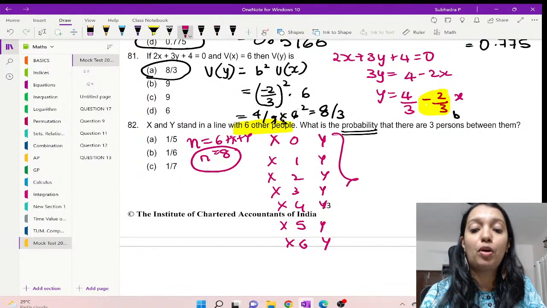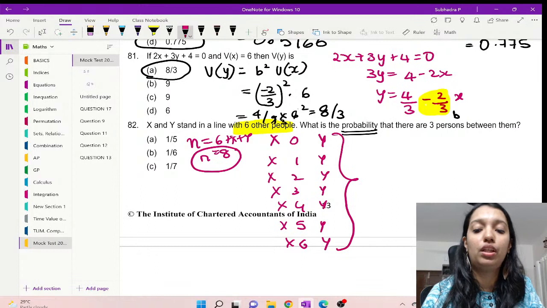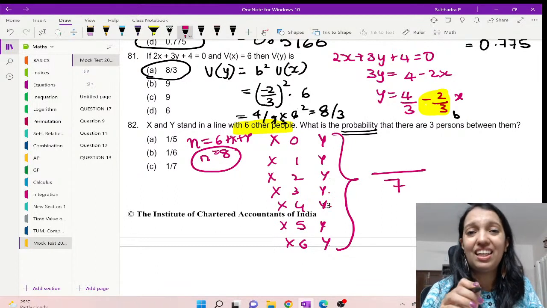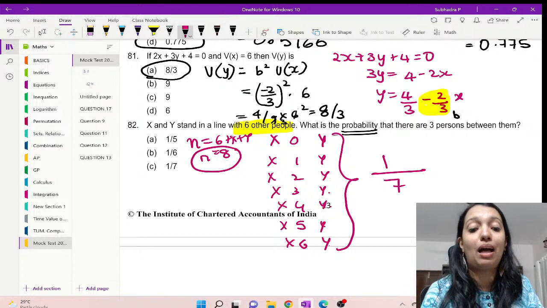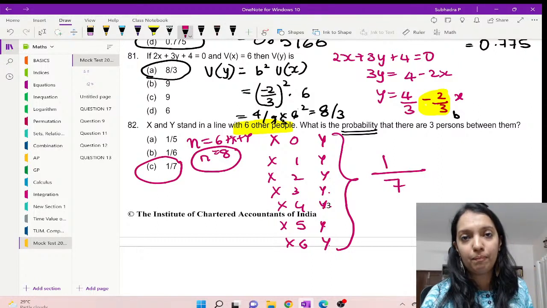You tell me the probability. How many different ways are there? 1, 2, 3, 4, 5, 6, 7 ways. Out of this we require only one way. So the probability is 1 by 7. This is one way of doing it.